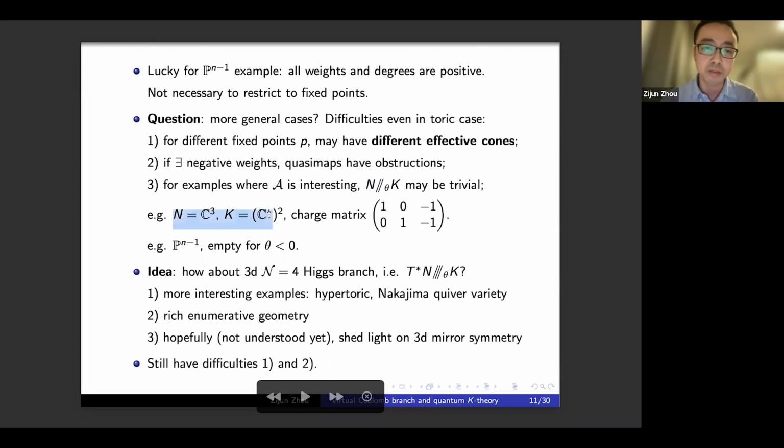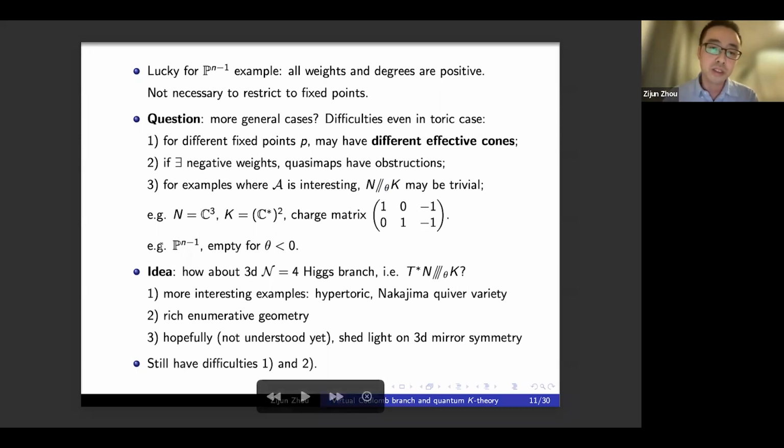So for example, N is C^3 and K is (C*)^2, and the charge matrix is like this. Its Coulomb branch is the mirror. So this is a mirror theory to T*P^2. So it's actually very interesting if you consider it as a hyperkähler quotient like this. But if you just consider the GIT quotient, you just get C. Well, if you just choose any generic stability condition, the GIT quotient will just be C. So there's not too much interesting geometry in this GIT quotient.